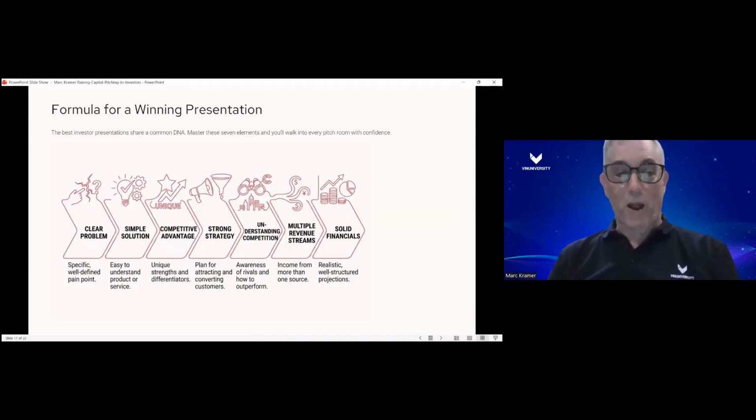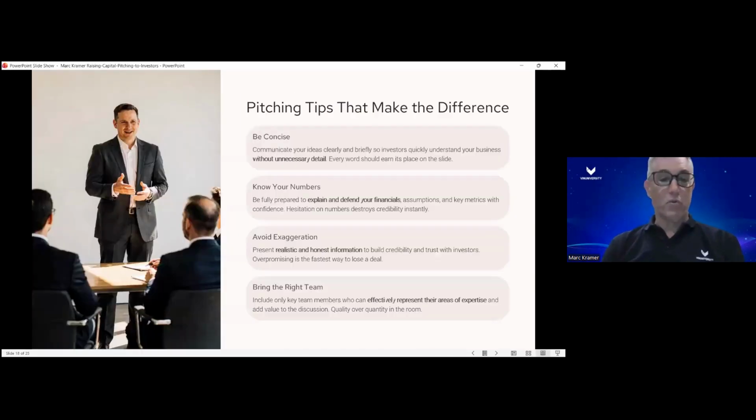Just to summarize everything here, let me go through a couple of things on the pitch. One is be concise. It's important to know your numbers. I had a client who, when the VC asked him to explain his numbers, turned to me and asked me to explain them, and the VC threw us out of his office.